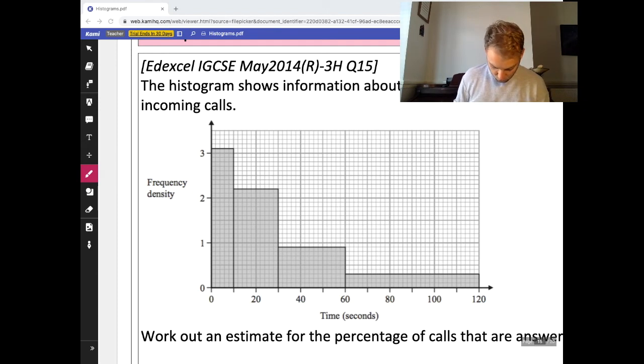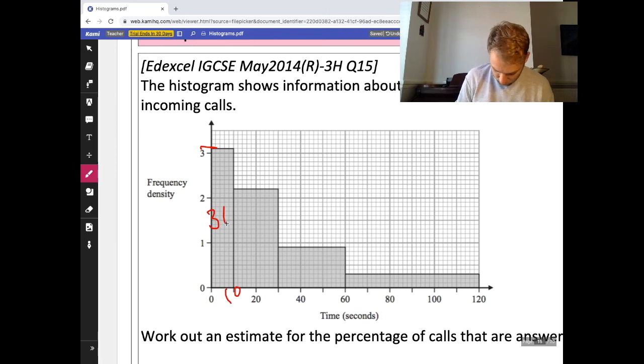So the first one is going to be, well, between 0 and 10 is 10 there, isn't it? So this one here is going to be 10 times by 3.1. Up to here, this is 3.1. So 10 times by 3.1 is 31 for that first one.